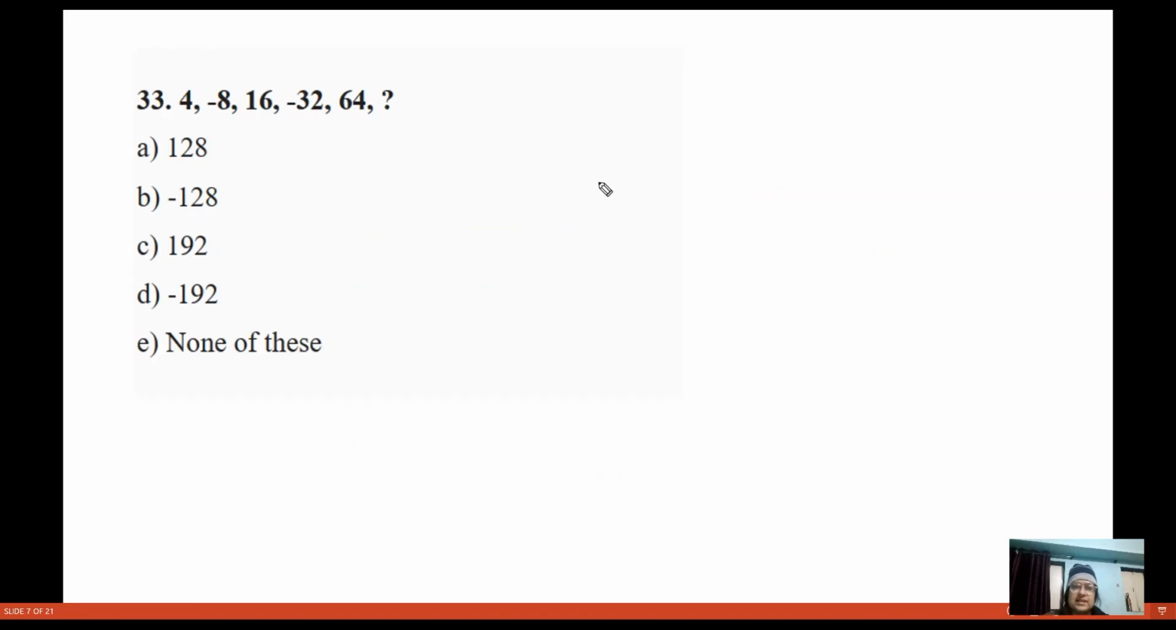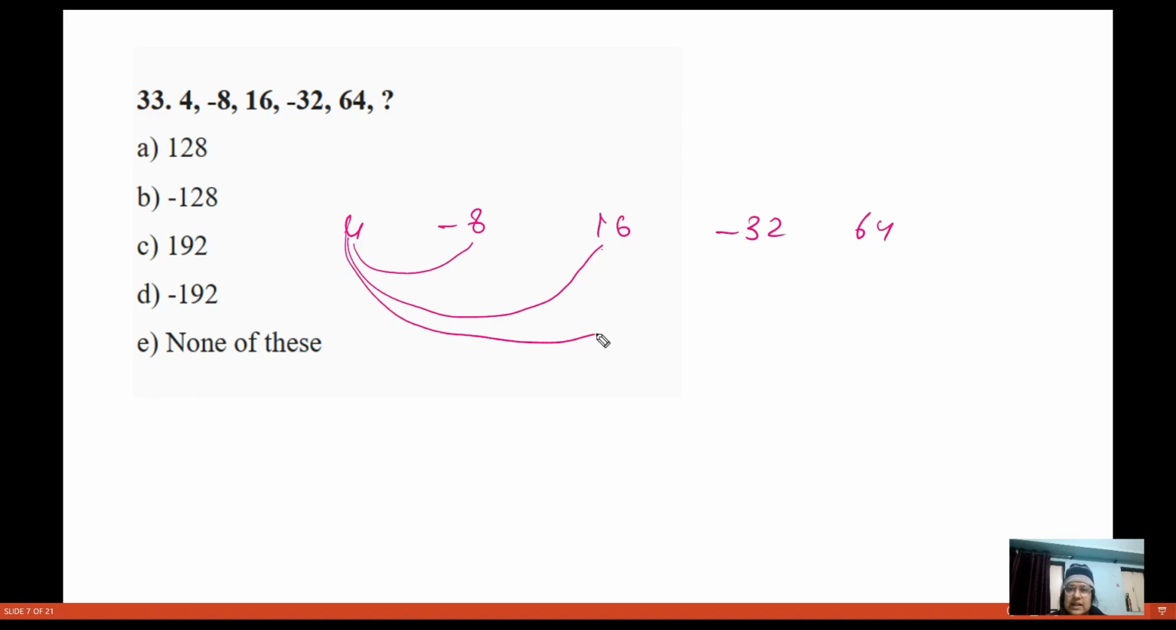Now let us look at this series. We have 4, minus 8, 16, minus 32 and 64. Now see, basically this series is moving forward as a multiple of 4, because 4 2s are 8, 4 4s are 16, 4 8s are 32, 4 16s is 64.